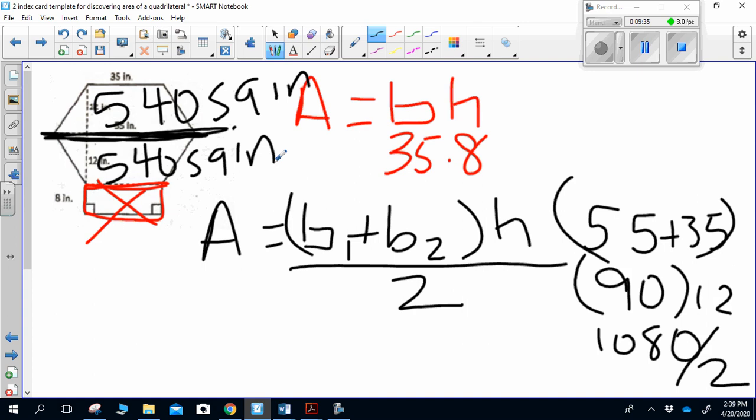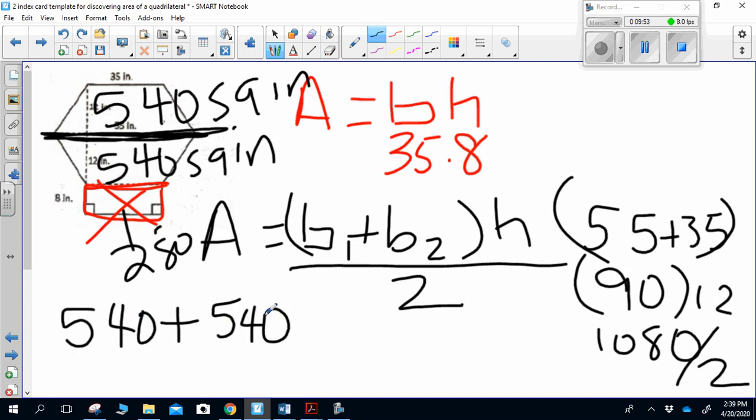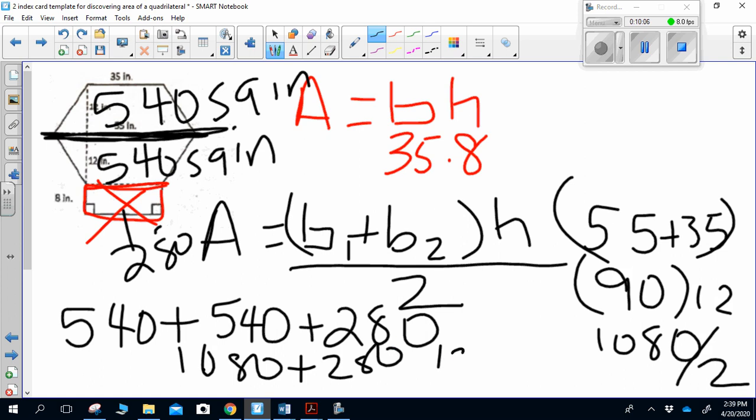And the area of the bottom part is 280 square inches. So if I want to find the area of this composite shape, I need to add 540 for the top trapezoid plus 540 for the bottom trapezoid plus 280 for the base. So 540 times 2 is 1,080 plus 280 gives me 1,360 square inches. All right, so fill that in on your paper and then do the practice. Thank you so much.